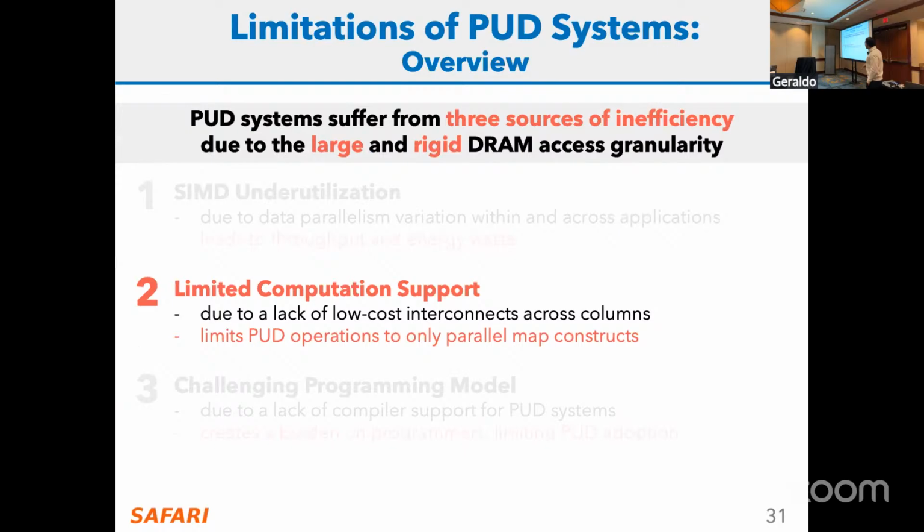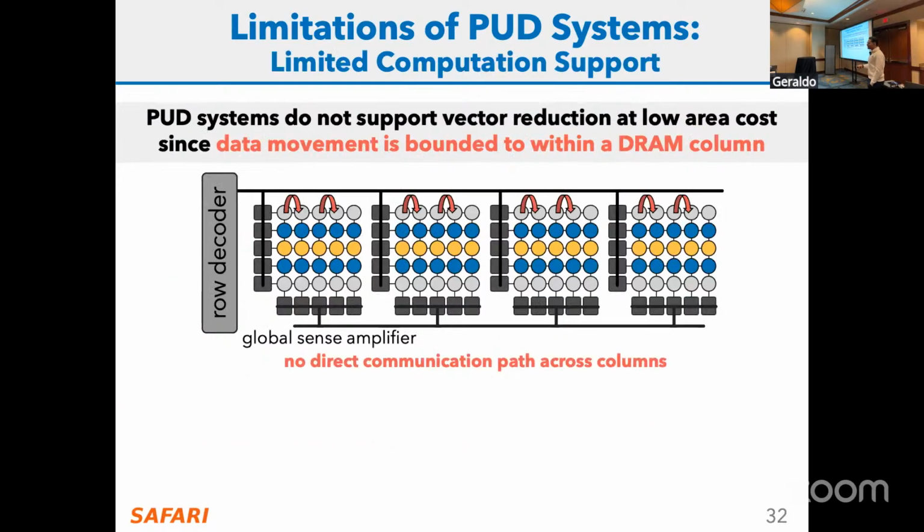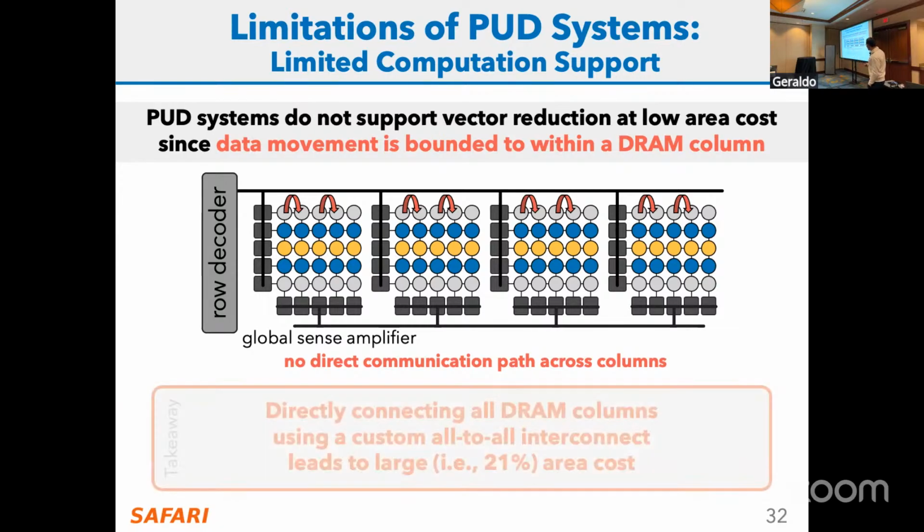The second problem is limited compute support. In that vector addition example, we have 2 arrays or 2 rows operating and generating another row of data, right? What if I want to reduce that row into a single scalar value? Since there is no direct communication across different DRAM columns, I cannot operate that reduction operation. And implementing communication across the different DRAM columns, like all-to-all communication interconnects, would require very high area cost inside the DRAM subarray.